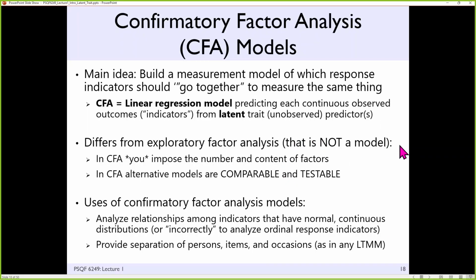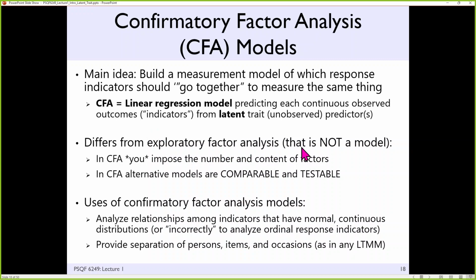All right, so confirmatory factor analysis then, our first foray into latent trait models. The idea is that the indicators should go together to measure something, and the extent to which they're going together in a way that is consistent with one thing versus two things versus three things is a testable hypothesis. And the confirmatory part is really important. All of the models that we're going to look at in this class are confirmatory in nature.